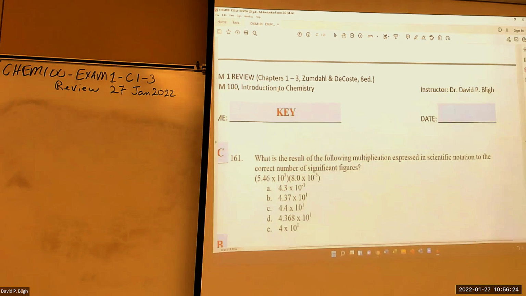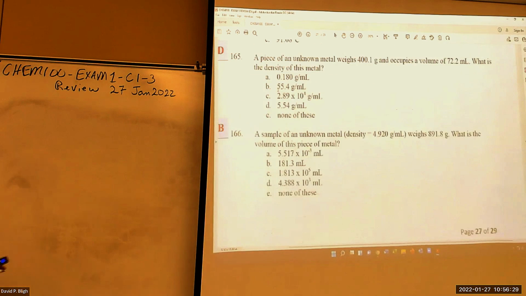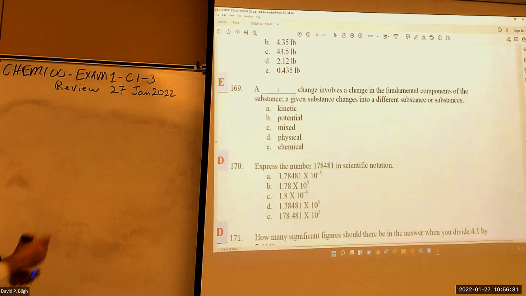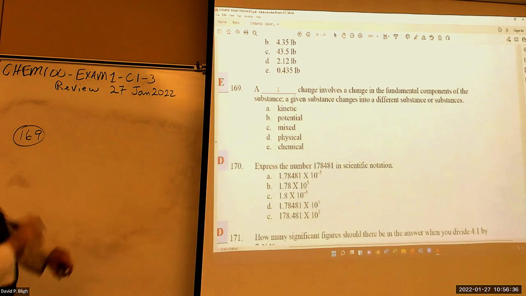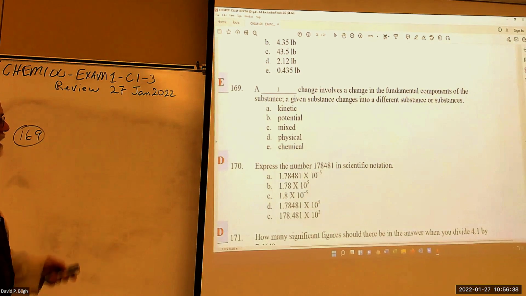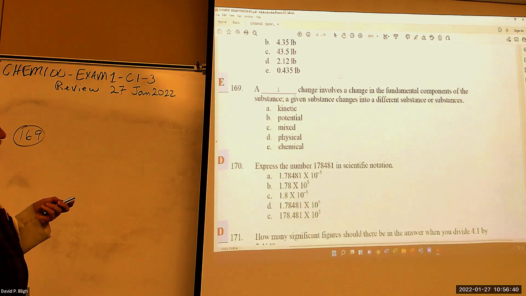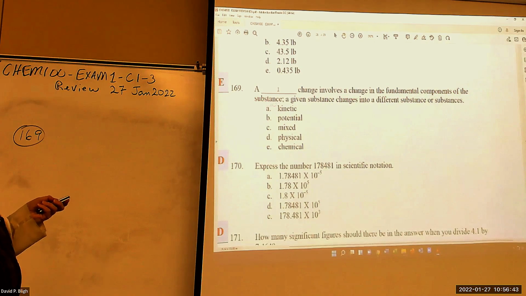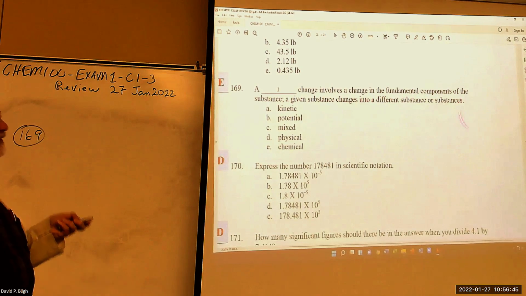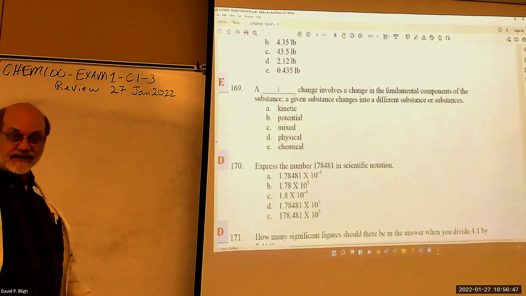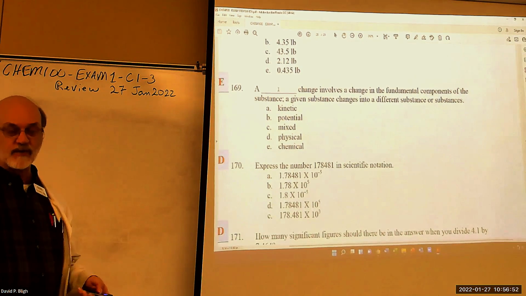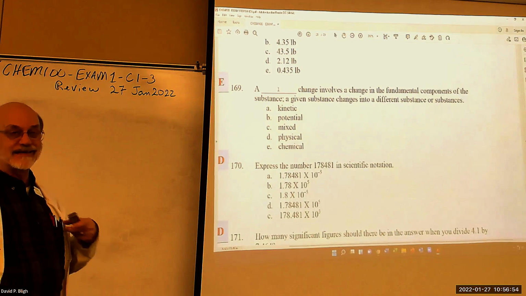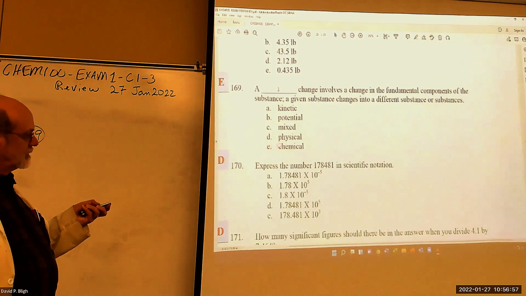169. I think this is the last one I have picked out. There it is, 169. And yeah, we're good. We've got 4 minutes left. A blank change involves a change in fundamental components of the substance. A given substance changes into a different substance, right? By definition, that is what type of change? That's a chemical change. You're changing the identity of the substance. So it's a chemical change.